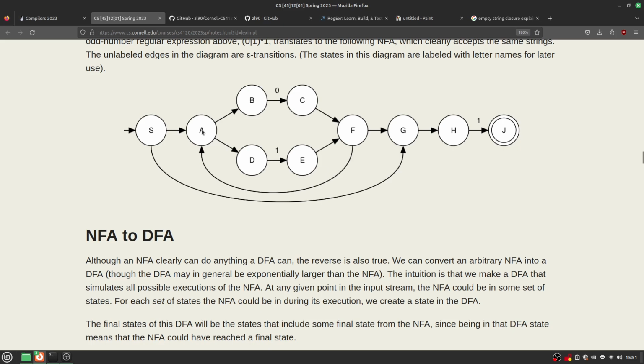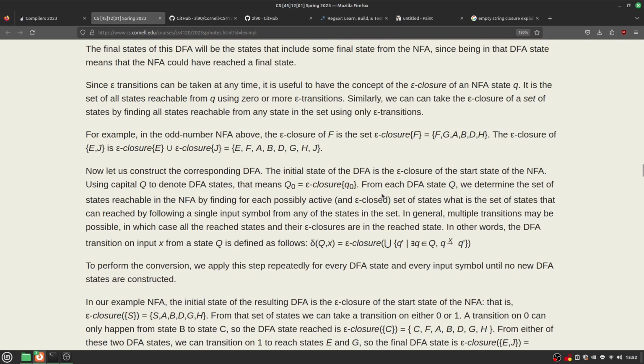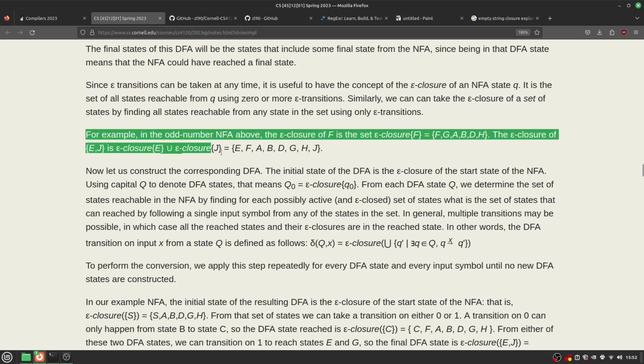So from F to A, we can once again take the empty string from F to D. But we can't go from F to E because we would require a 1 symbol as the input. We can't go from F to C. We can't go from A to S. Okay, alright, that makes total sense.